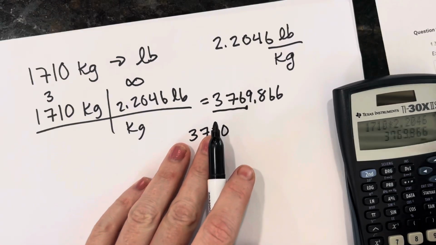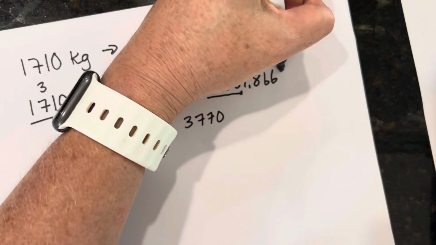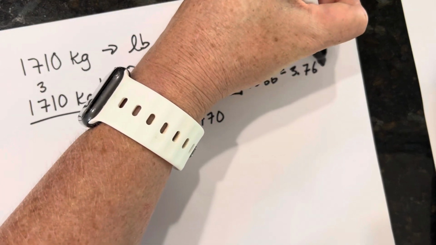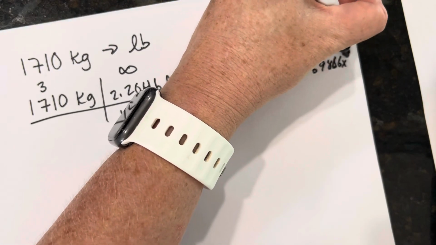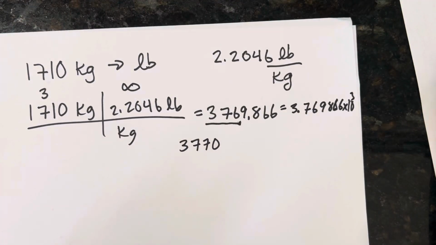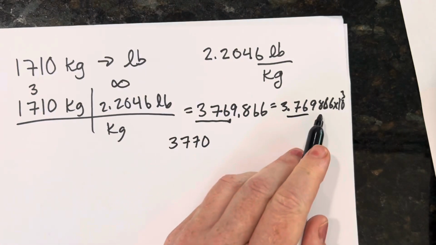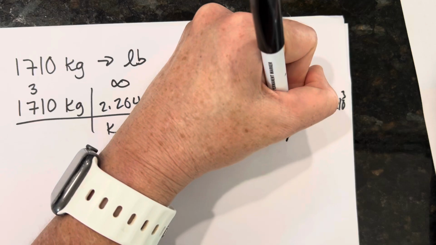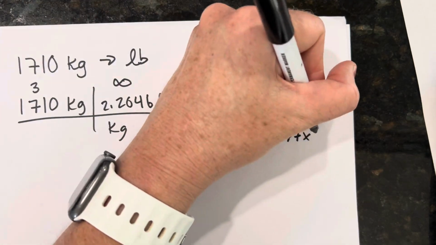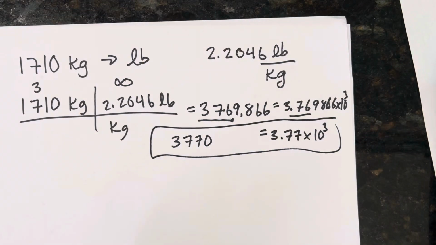But if you didn't do that, then put this in scientific notation first. Move it 1, 2, 3 times. 3.769866 times 10 to the third. I underline those first 3 numbers, ask if the number next to it is 5 or greater. It is, so I round up, and our answer is 3.77 times 10 to the third. Both of these numbers are the same answer and would work.